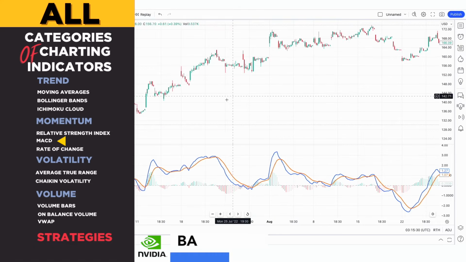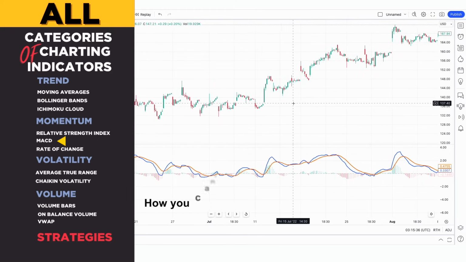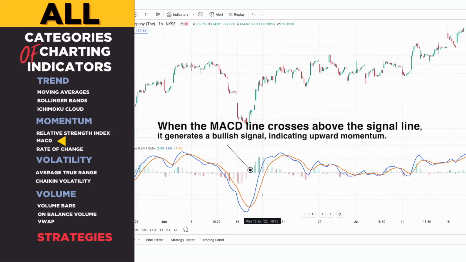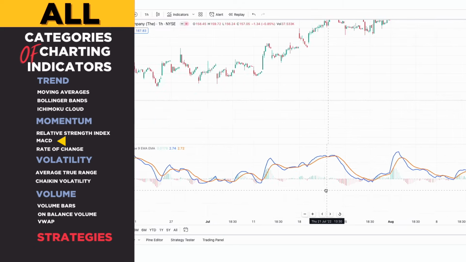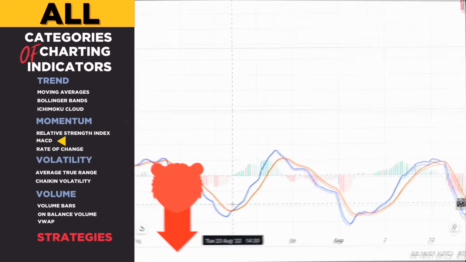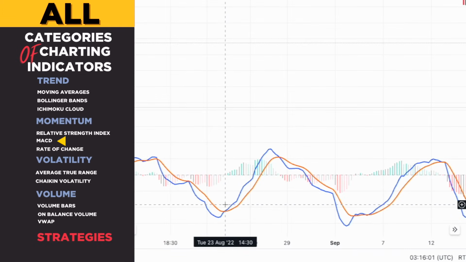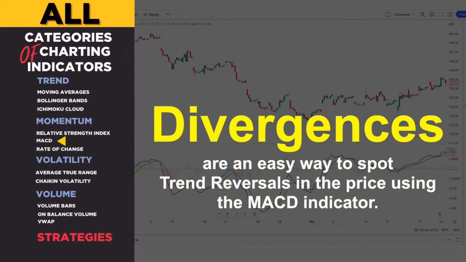Let's look at an example trade using the MACD indicator. How can you find an asset's momentum using the MACD indicator? When the MACD line crosses above the signal line, that is a bullish buying signal, indicating upward momentum. Now on the opposite, when the MACD line crosses below that signal line, then that is a bearish signal, indicating downward momentum. Now remember those divergences. Divergences are going to be a great way to see trend reversals in the price movement.